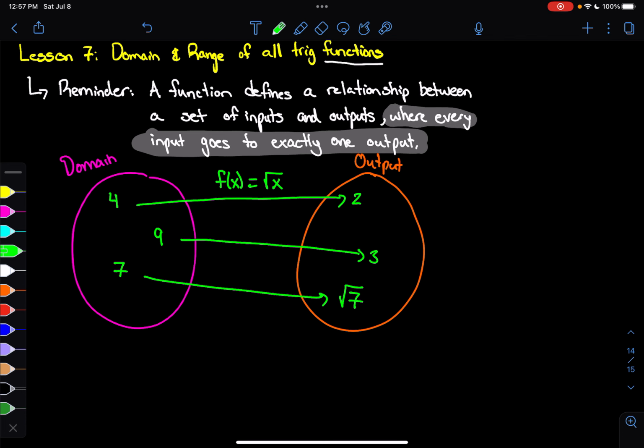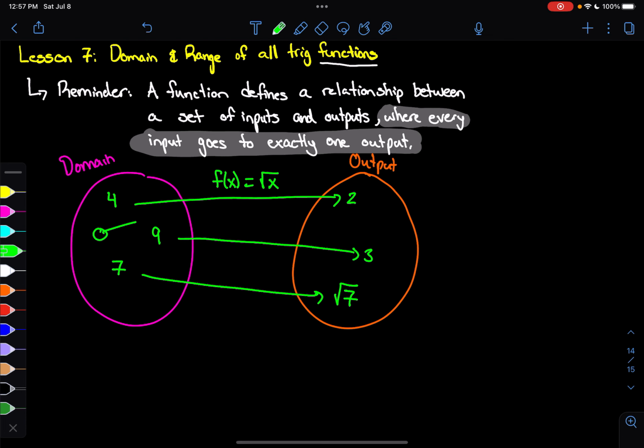Can I put in 0? Absolutely, the square root of 0 is just 0. Could I put in a negative number? Can I put in -1? And the answer is no. If we're not talking about imaginary numbers, for those of you who are familiar, -1 doesn't go in, and so we don't say that the square root of x isn't a function here.